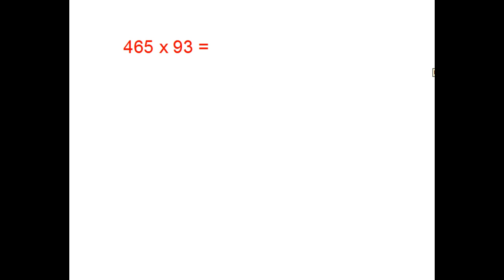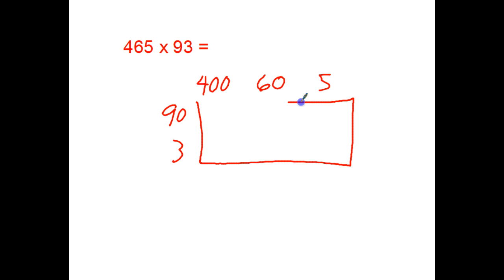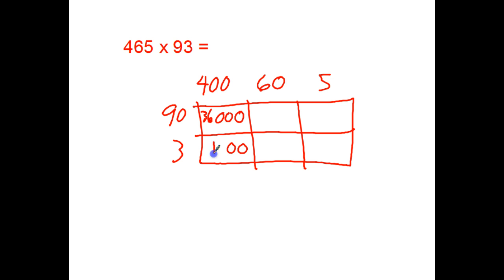Try another one that way. Remember using my expanded form first. 400 plus 60 plus 5. And 90 plus 3. Here we go, 90 times 400, 3 zeros, and 9 times 4 is 36, so that's 36,000. 3 times 400, 2 zeros, and 3 times 4 is 12. 90 times 60, 2 zeros, and 9 times 6 is 54. 3 times 60, 1 zero, and 3 times 6 is 18, so that's 180.